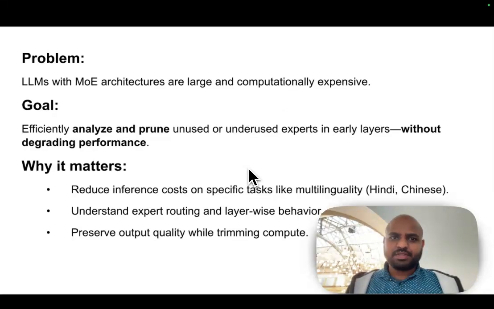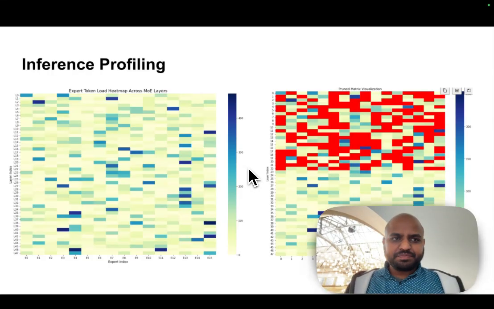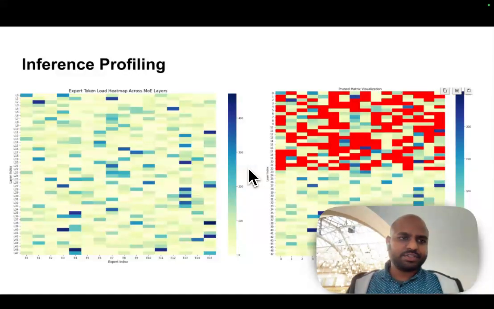That is a problem which is taking a huge memory footprint, and we worked on analyzing the underused or unused experts, and then tried pruning them out and seeing how the performance degraded. This reduces the inference cost on specific tasks, and we're able to understand the expert routing and their layer behavior.